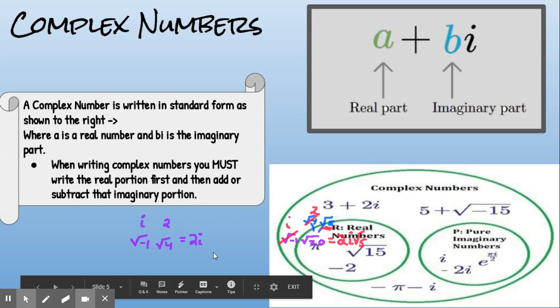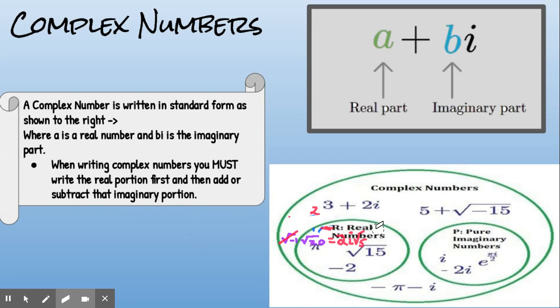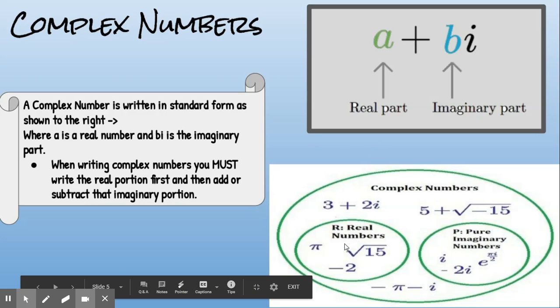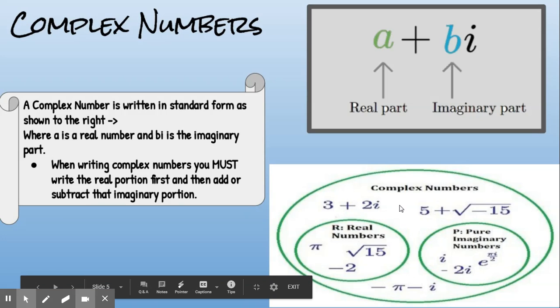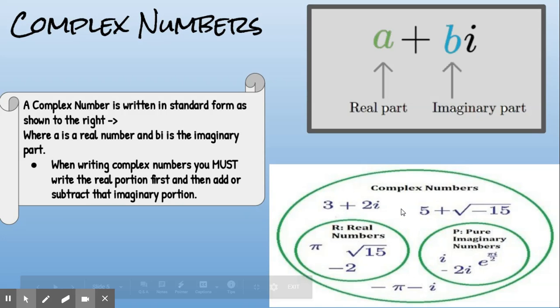Okay, the next set is, let's erase these, our complex numbers. To do a complex number, like I said before, it is simply combining your real numbers with your pure imaginary numbers. A real number could be anything that you've ever thought of before. Your pure imaginary numbers is anything with an i attached. When you put them together with an adding or a subtracting sign, they now create complex numbers.